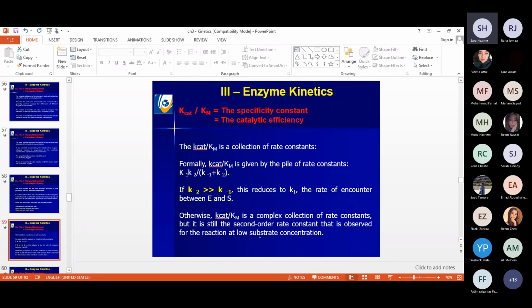Which is E plus S to ES, meaning the rate of encounter between E and S. So the larger K2 is, the more the reaction becomes dependent on the interaction and the encounter of the enzyme with the substrate.